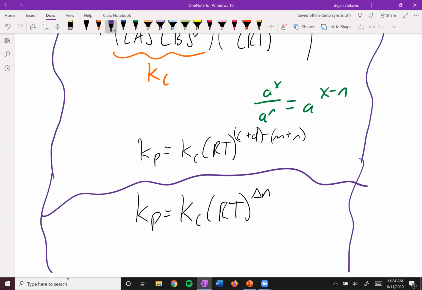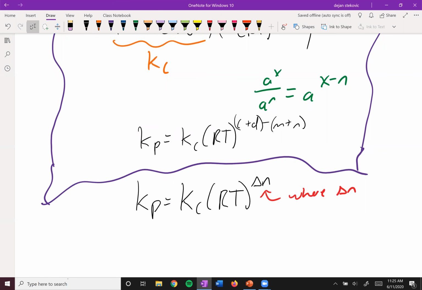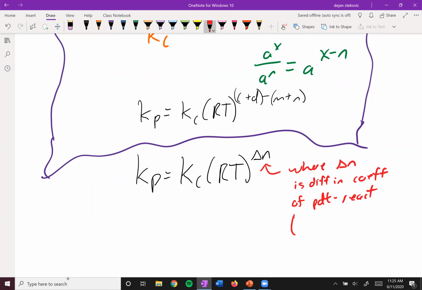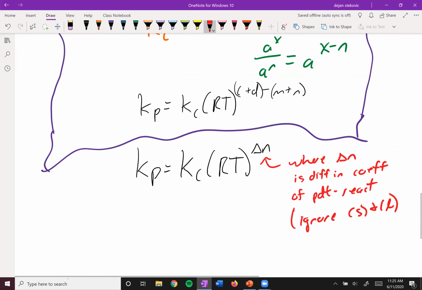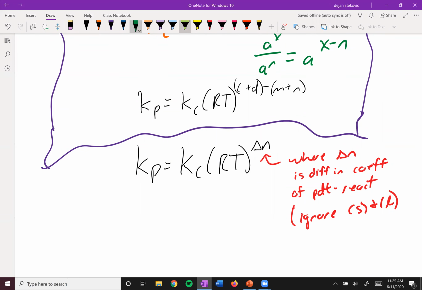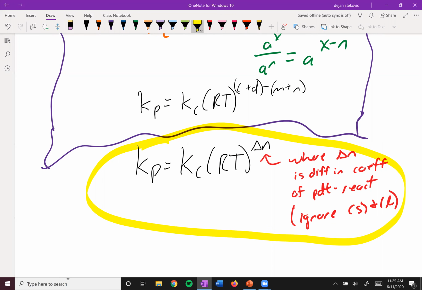So you need to know this final equation, where delta n is the difference in coefficients between the products and the reactants, the coefficients of products minus reactants. Another thing you want to make sure of is that you ignore solids and liquids, so their coefficients don't count here either. At the end of the day, this is really what you need to know, and you need to be able to use it as well.